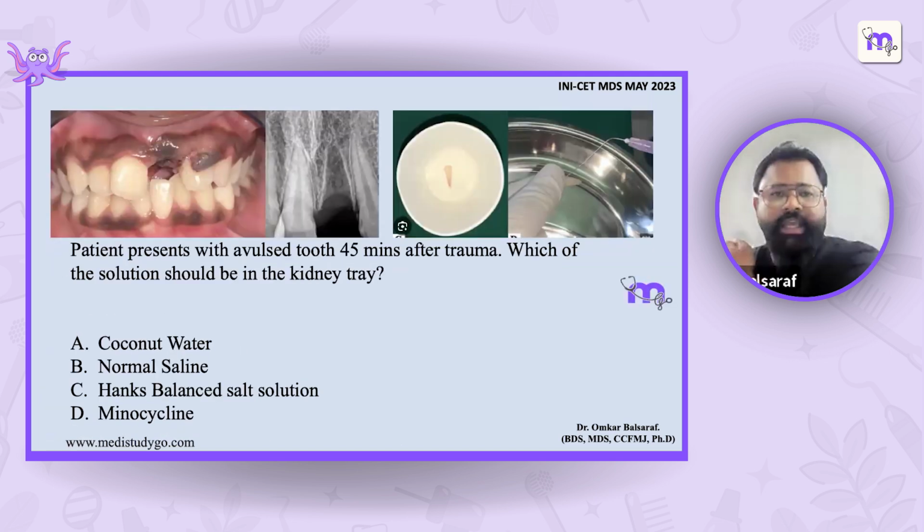Coming to an interesting case, these are not the actual pictures, but somewhat what the examiner wants from you. A patient presents with an avulsed tooth. There is a missing tooth here. The extraoral time is given as 45 minutes after trauma. Which of the solutions should be in the kidney tray? You have a kidney tray here. Option A, coconut water; B, normal saline; C, Hank's balanced salt solution; D, minocycline.